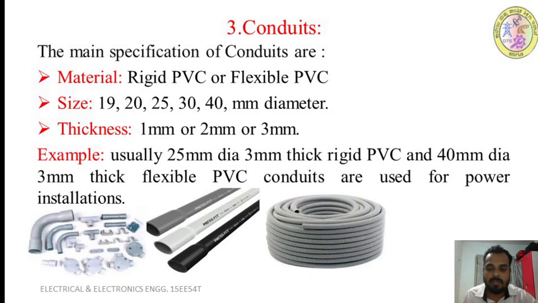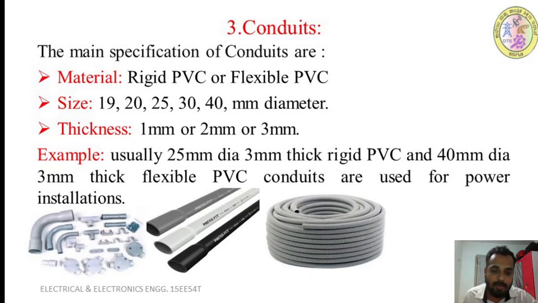The thickness is 1 mm, 2 mm or 3 mm. For example, usually 25 mm dia, 3 mm thick rigid PVC and 40 mm dia, 3 mm thick flexible PVC conduits are used for power installations, right? So see in this diagram, this represents rigid PVC and this represents flexible PVC. As you can see, it is easily rolled and it is very flexible in nature, but this one is not flexible, it is very rigid in nature.